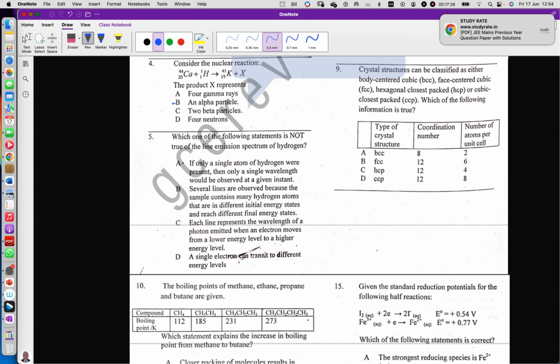A single electron can transit to different energy levels, of course. So you are right, the answer is C. They reversed it. When electrons move to a higher energy level, they gain energy. When they drop to a lower energy level, they emit a photon. Okay, so C is the right answer.